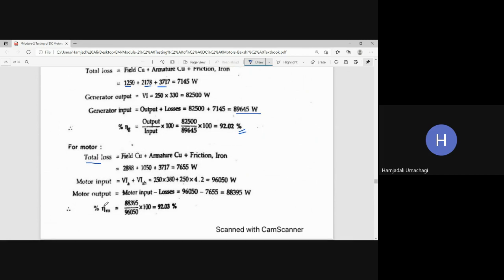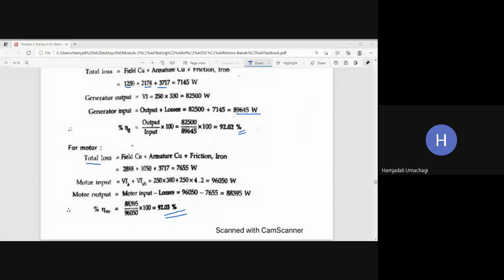Motor output is equal to motor input minus total losses. Motor input here in this case is 96,050 and losses is 7,655, which is going to be 88,395. And finally, efficiency of the motor eta M is equal to output by input, that is 88,395 divided by 96,050 into 100, that is equal to 92.03 percentage. Okay, so this is how we have calculated the efficiency for motor and generator using Hopkinson test.